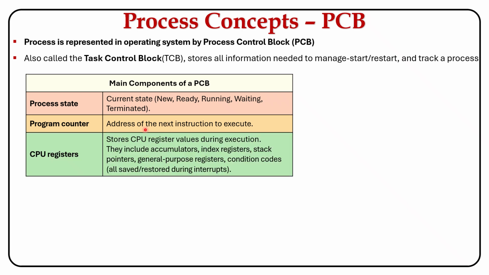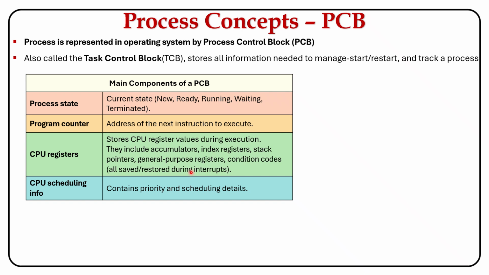The next component is CPU registers. These registers store the temporary data that the CPU needs while executing a process. They include the accumulator, index register, stack pointer, general purpose registers, and condition codes. Whenever the process is interrupted, these values are saved and later restored so that the execution can continue without any loss of information.